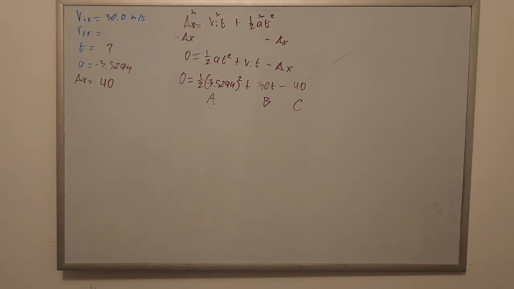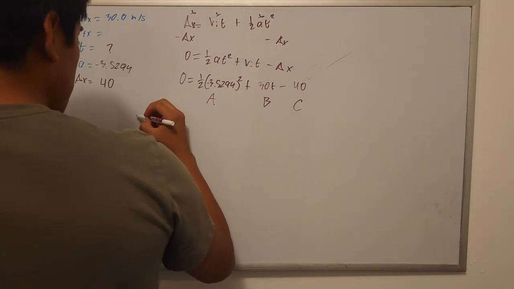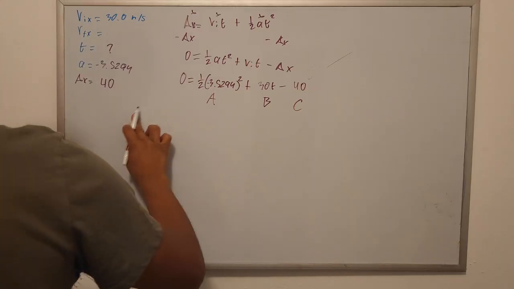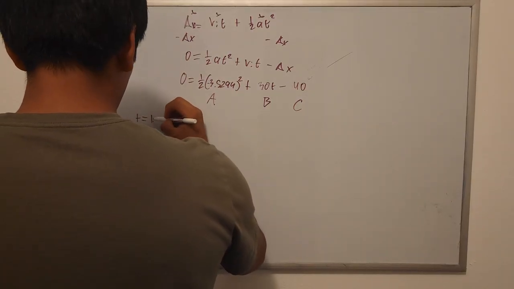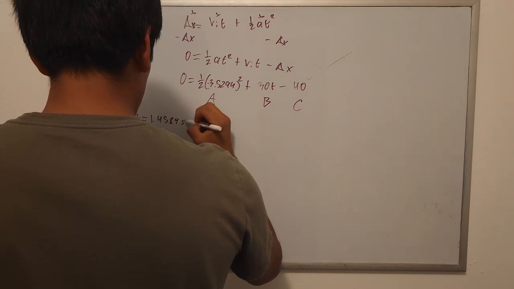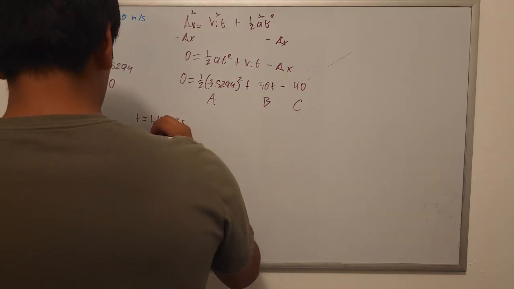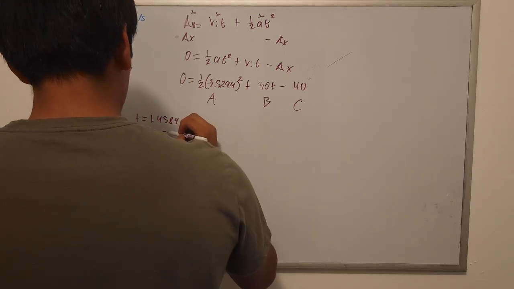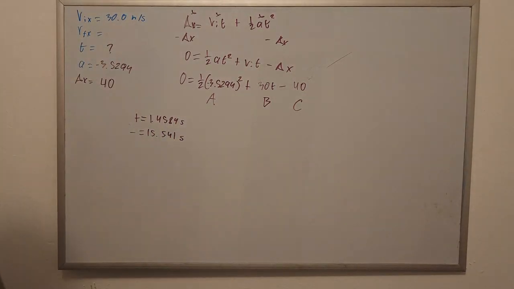And then once you plug that into the calculator, you solve. When you're doing negative b plus, you're going to get 1.4584 seconds. When you're doing negative b minus, you're going to get 15.541 seconds. Now, technically, both of these are right.